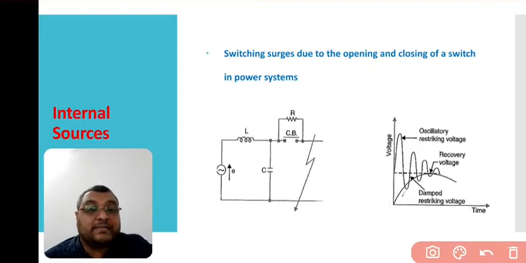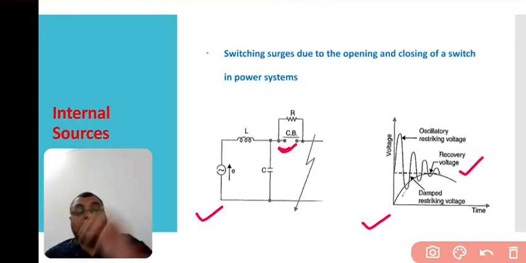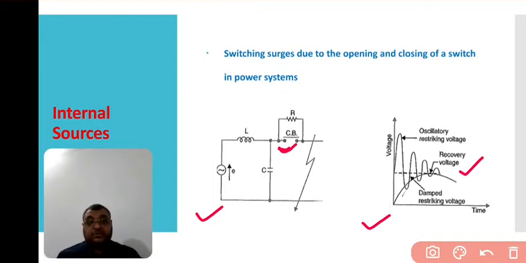It has one source, inductance and capacitance, and the circuit breaker is shown over here, and the internal resistance in between that line is shown in the second graph. You can see some of the oscillatory restriking voltage and recovery voltage in the diagram. Whenever we consider switching surges due to the opening and closing of a switch, what comes to our mind is the extra high voltage transmission lines and power system. Switching surges are a very important factor, and they also affect the design of insulation. All transmission lines rated for 220 kV and above incorporate switching surge spark over voltages.